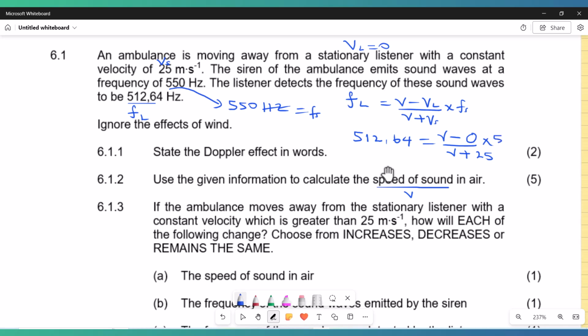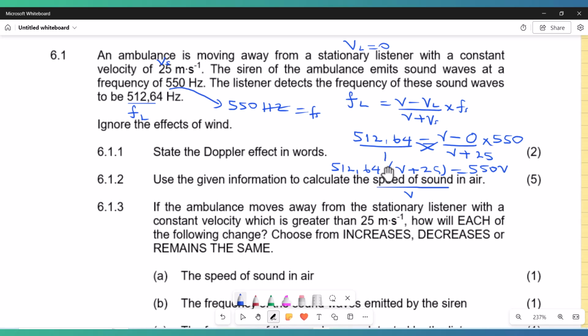550. Okay. This is 550. All right, so from here I'm going to cross multiply this V plus 20. I'm going to say 512.64, open brackets, V plus 25, equals 550 times V, okay?